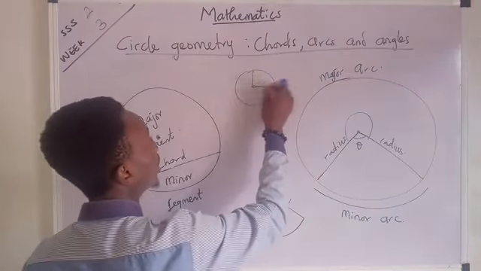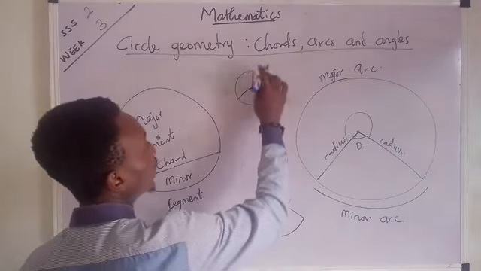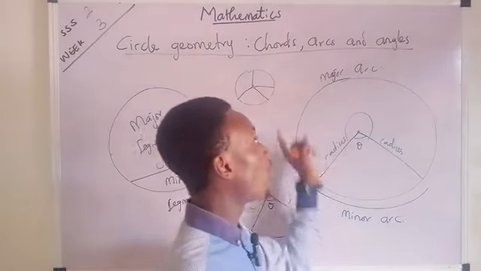Just like when you draw your pie chart in your statistics, you have your pie chart looking like this. You know, each one here is a what? Is a sector, right? Okay, so here you have your minor arc and your major arc.